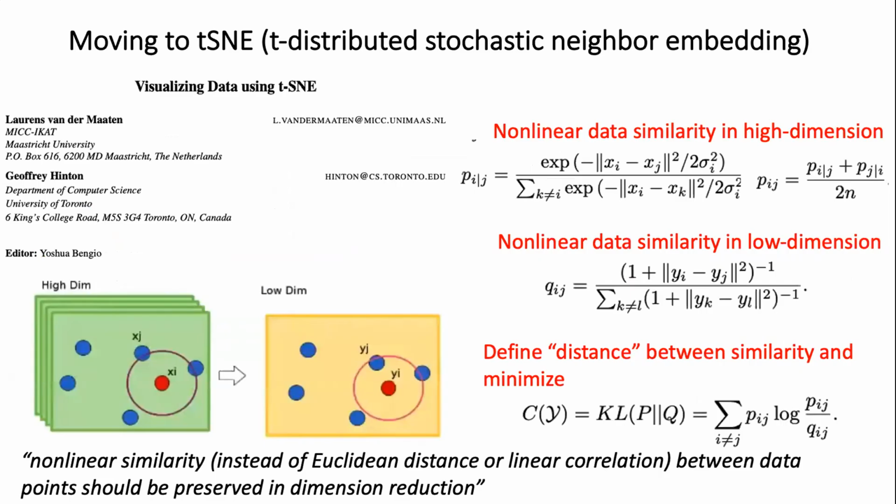So now we just talk about t-SNE, which stands for t-distributed stochastic neighbor embedding. So what does t-SNE do? First, let's go.